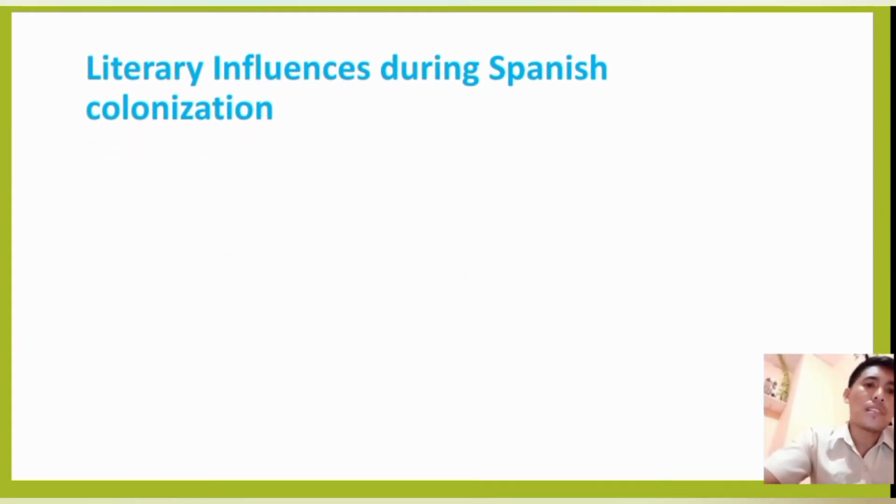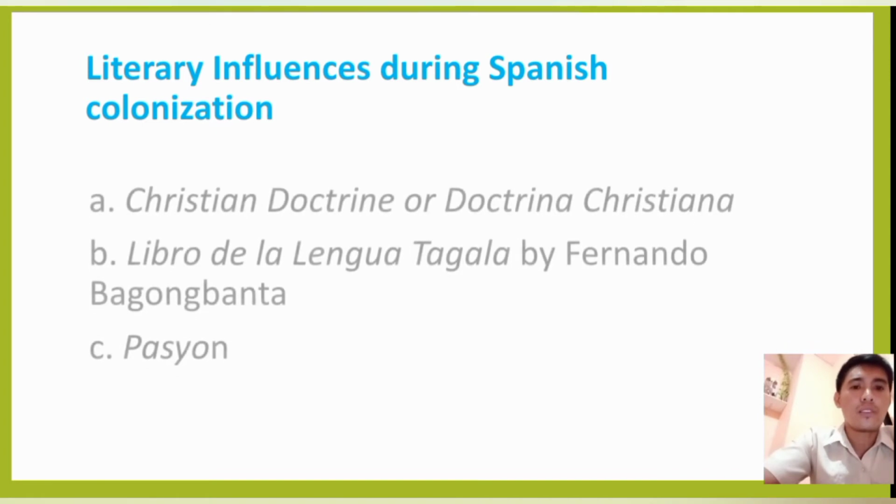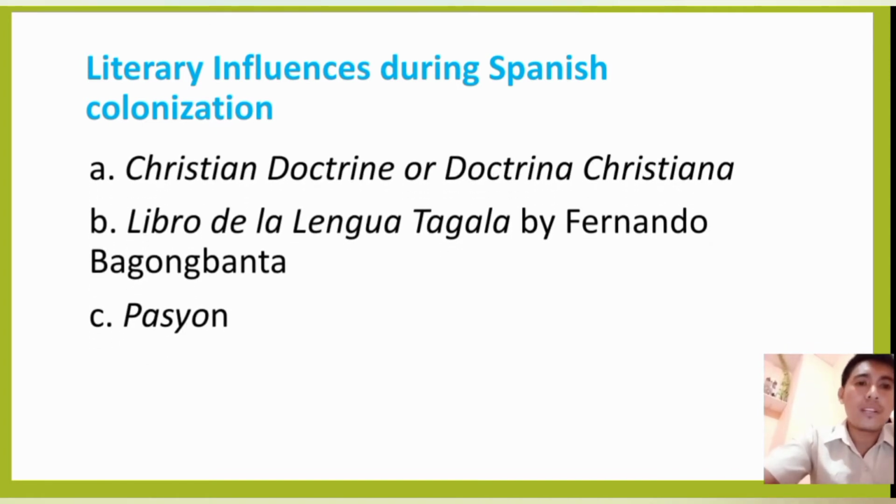Literary influences during Spanish colonization. First, we have the Christian doctrine or Doctrina Christiana. Doctrina Christiana was the first book ever printed in the Philippines in 1593 by the Dominican Press. The Libro de Lingua Tagala by Fernando Bagumbanta is a Tagalog translation to the Spanish lines, still with the superiority of the Spanish language. The Passion.